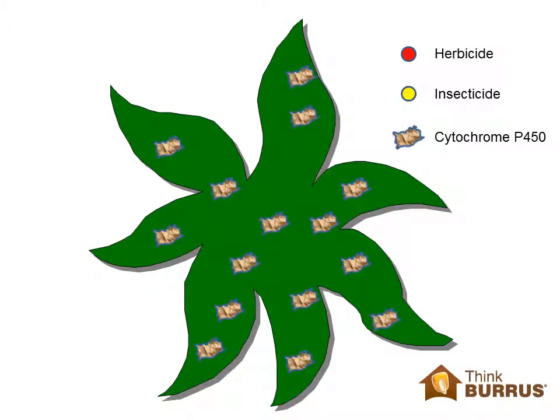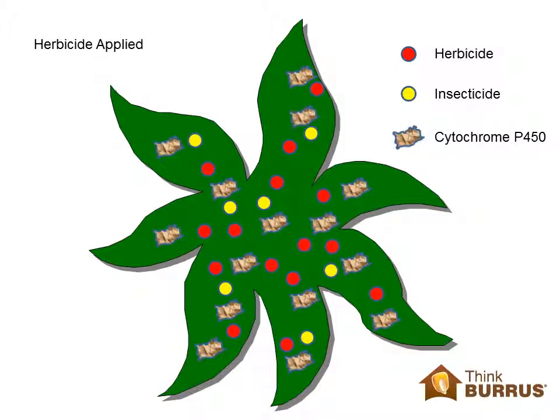So here we have the crop, and it has the same number of enzymes as before. We're also applying the same amount of herbicide as before. If you were able to, you could count the number of red dots, herbicide dots. You would find that they were the same number as the first time. However, we've also introduced the OP insecticide, which is represented by the yellow dots. The enzymes are now facing more work. And watch what happens.